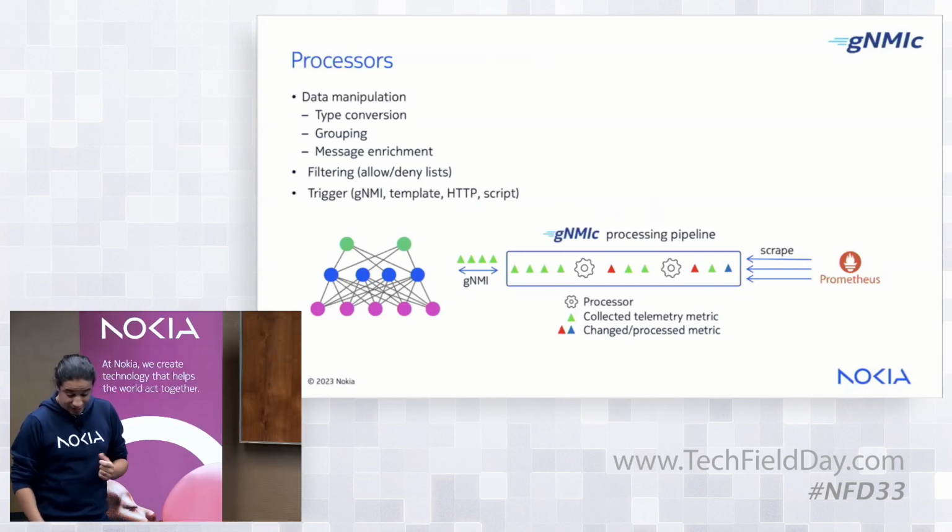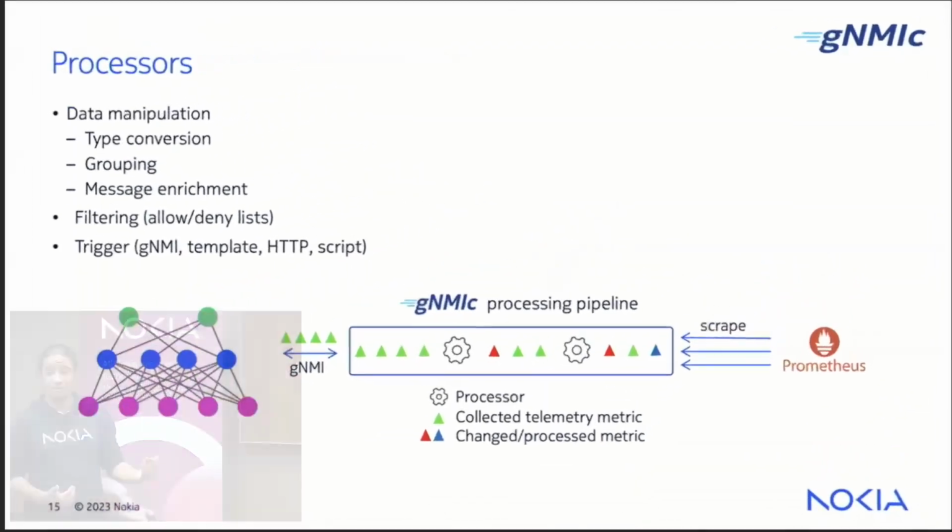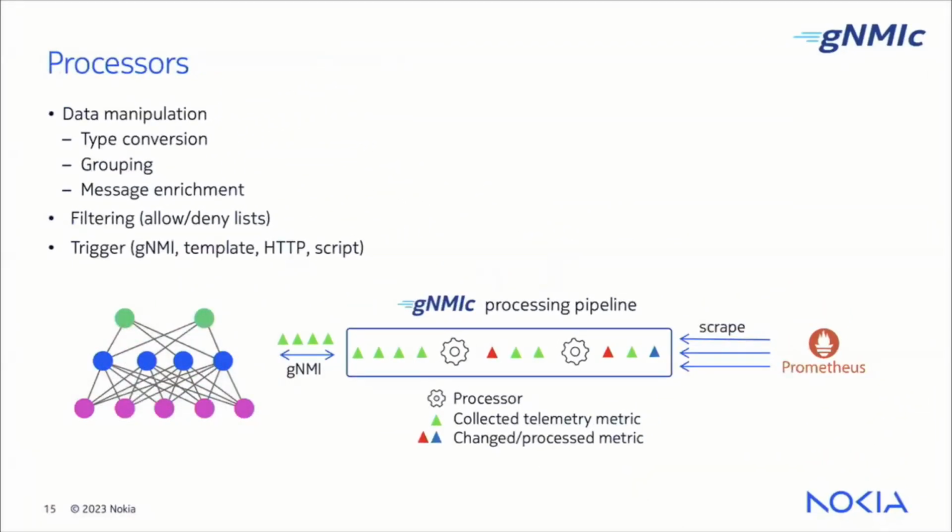All right. You can also do filtering, allow and deny lists. Some routers will send you more than you need. Drop it. And you can trigger actions, closed loop automation. You can trigger another gNMI request. You can take whatever you received using a template, convert it to another completely different format, send it to an HTTP server or to a REST API, or you can just run a local script.